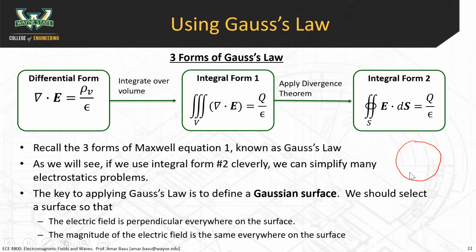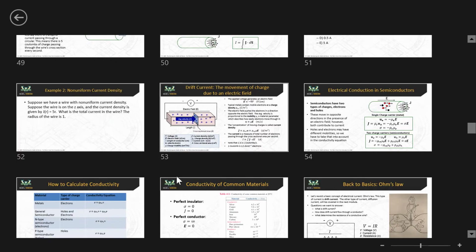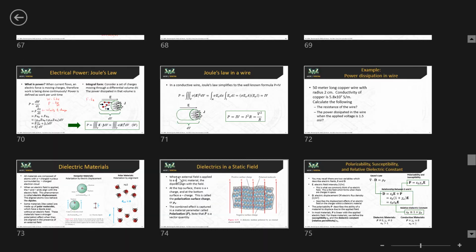So in this volume, the volume enclosed by the shape that you've drawn, Q over epsilon is the total charge contained in that volume, and E dot ds is the surface integral on that closed surface. Okay, E dot ds on a closed surface is equal to Q over epsilon. That is the Gauss's law that we're going to use right now. So let's jump back down to this slide.